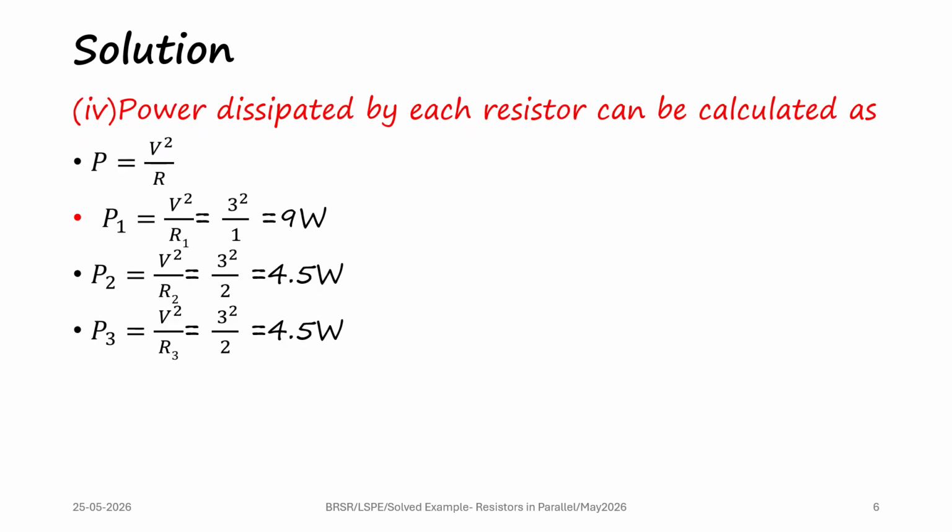The power dissipated by each resistor can be calculated as P is equal to V square by R. The power dissipated by a resistor of 1 ohm value is 3 square by 1, where 3 is the supply voltage, which is 9 watts. And the power dissipated by the other two resistors, which are of 2 ohms value, is 3 square by 2, which is 4.5 watts each. So the total power dissipated in the circuit is 18 watts, which is distributed among the 3 resistors as 9 watts, 4.5 and 4.5.